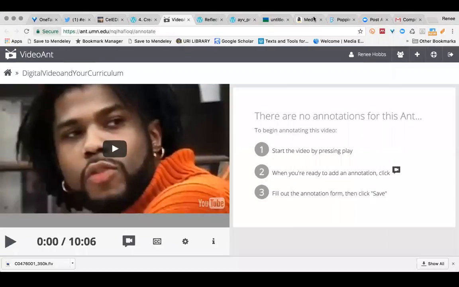Remind me, I think you guys have used the ANT annotation tool, right? Give me a thumbs up if you've used it. So you guys all have an account already. Make at least one comment.